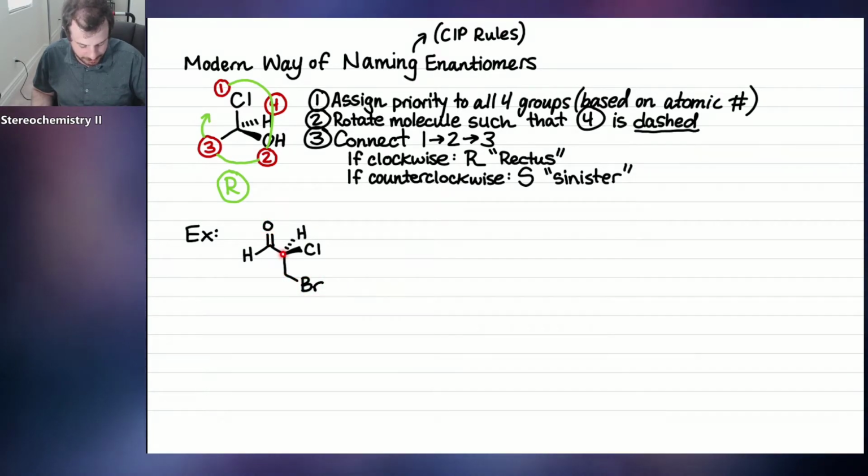We just look for the immediate connections first. Based on the immediate connections, chlorine is number 1, for sure. And hydrogen is number 4, for sure, because it has the lowest atomic number. So now we just have to decide between this carbon and this carbon.